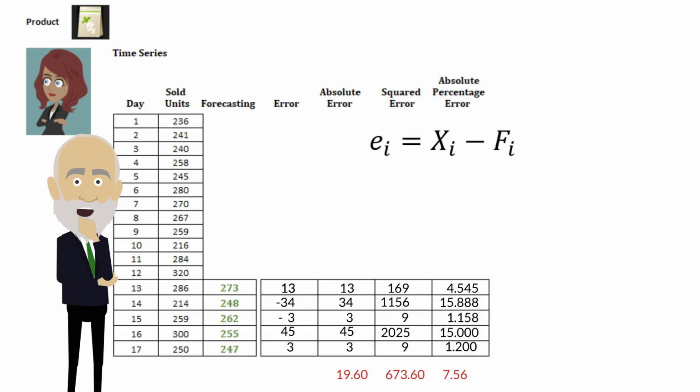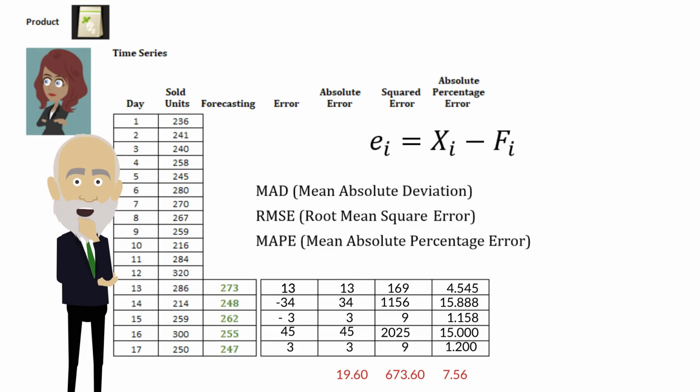Now then, when we wish to compare 2 forecasts we use some measure of the error. There exist 3 error measures which are widely known. MAD, the mean absolute deviation. RMSE, the root mean square error. MAPE, the mean absolute percentage error.